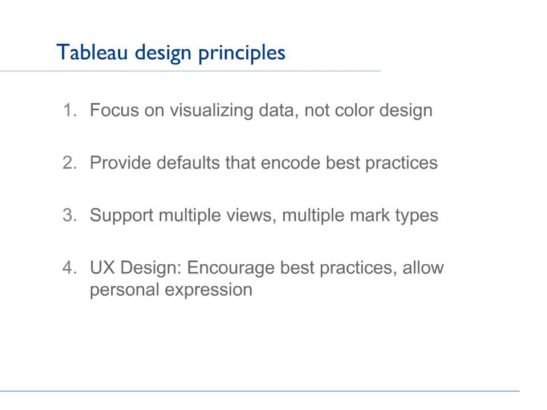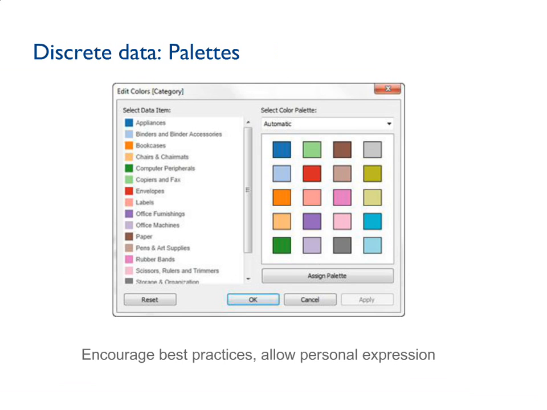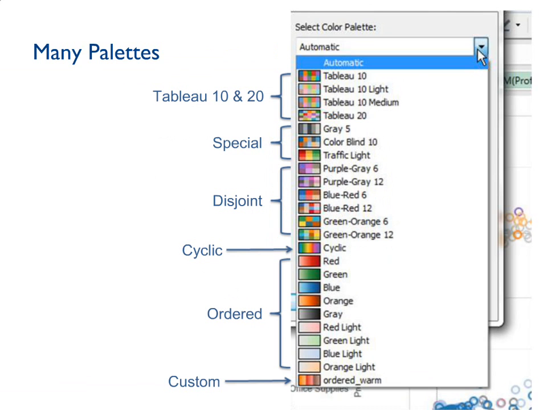For discrete data, where we want to do categorical labeling, we offer a set of palettes, like the Tableau 10 and 20. We have a lot of different kinds of palettes. And again, what I'm doing is running through quickly. Here is an overview, then I'll show you this live. We have the 10 and 20. We have a bunch of special palettes, including one for people who are colorblind.